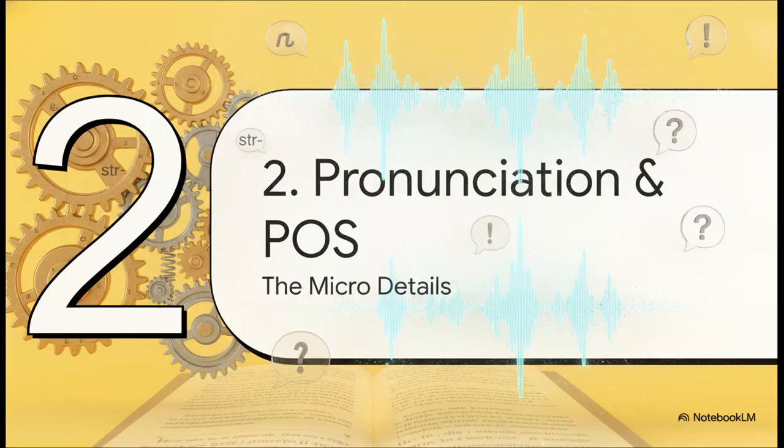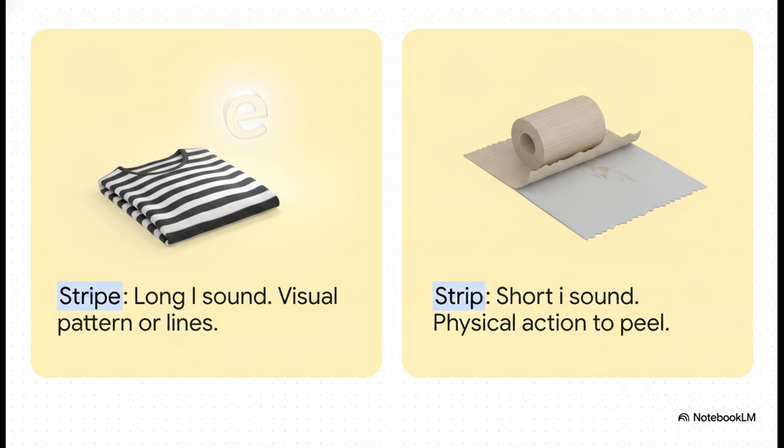Moving right along to Section 2, pronunciation and parts of speech, the micro details. What's really interesting here is how looking at structural and phonetic differences immediately clears up the confusion. Take stripe and strip. Notice how simply dropping the E at the end changes stripe with a long I sound to strip with a short I sound. That one little letter literally shifts the meaning entirely, from a visual pattern, like the lines on a shirt, to the physical action of peeling a layer off or referring to a narrow piece of material.